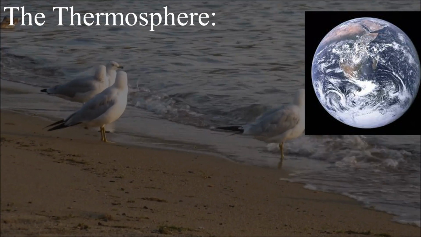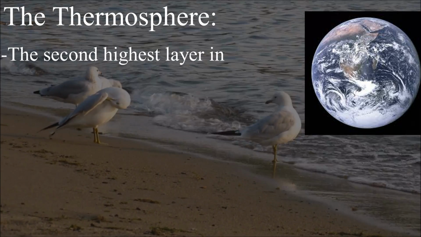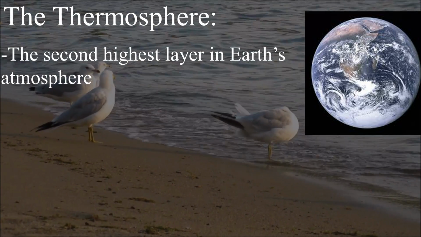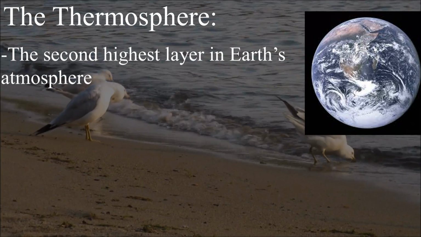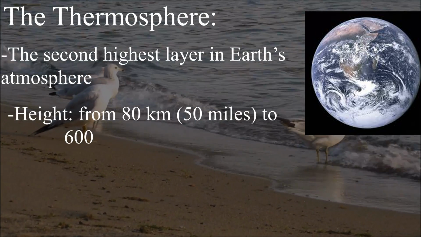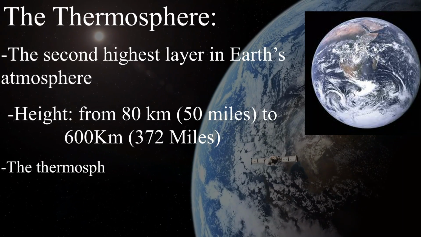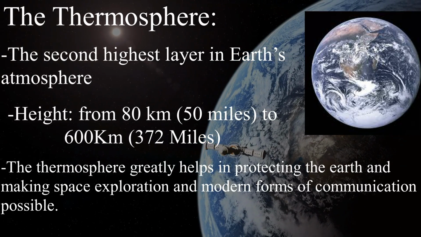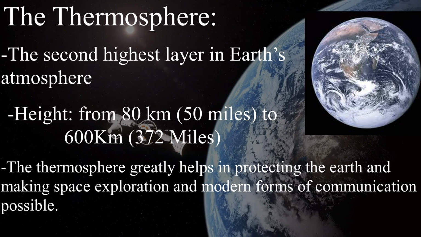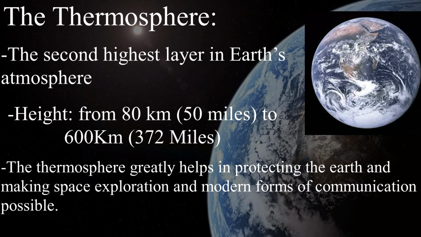The thermosphere is the second highest layer in Earth's atmosphere, above the mesosphere but lower than the exosphere, with its height ranging from 80 kilometers up till 600 kilometers above our planet's surface. The thermosphere greatly helps in protecting the Earth and making space exploration and modern forms of communication possible.